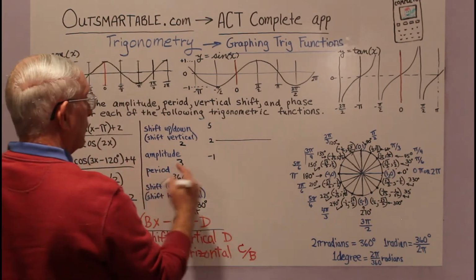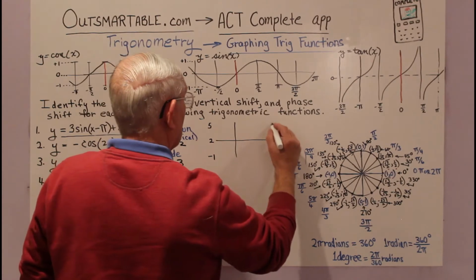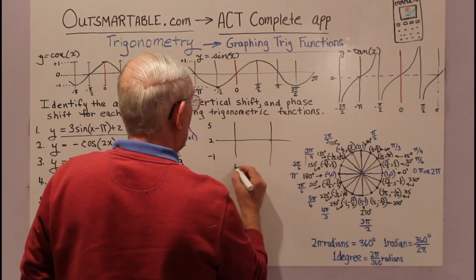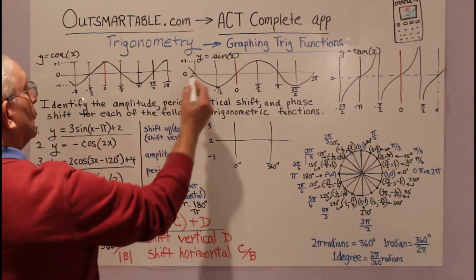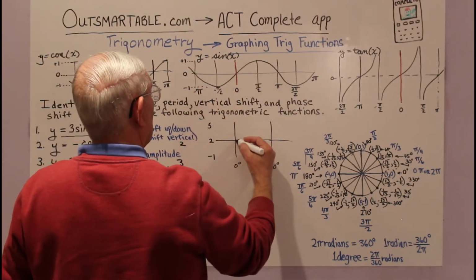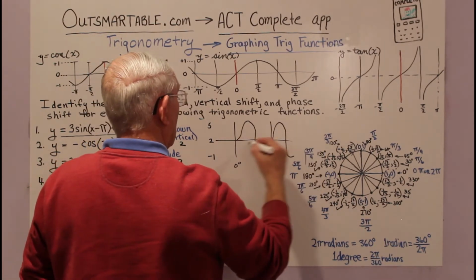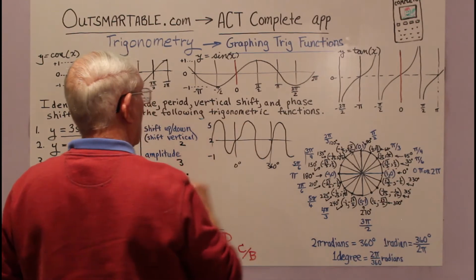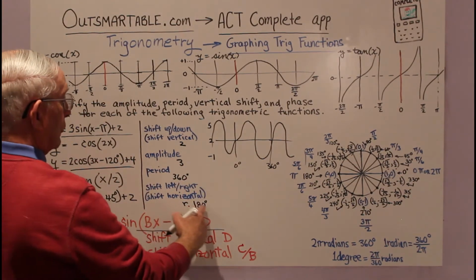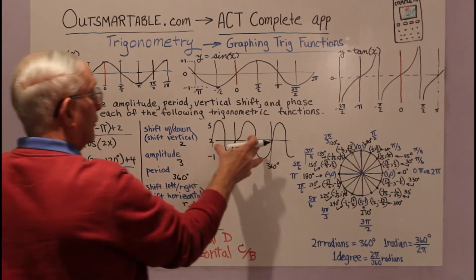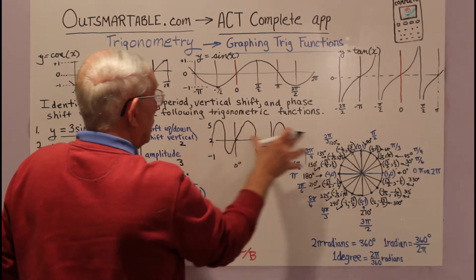And the period is still 360 degrees. So let's see, we have 360 degrees here. Here's 0 degrees. Here's 360. And at 0 degrees, the sine is going up. There you have it. But now we're shifting to the right 180 degrees. That means we're picking this graph up and we're moving it 180 degrees to the right.